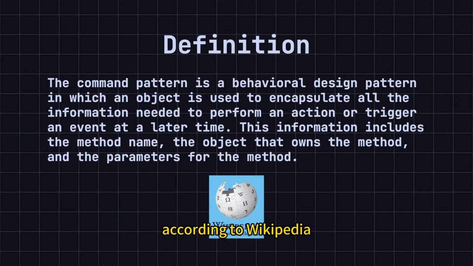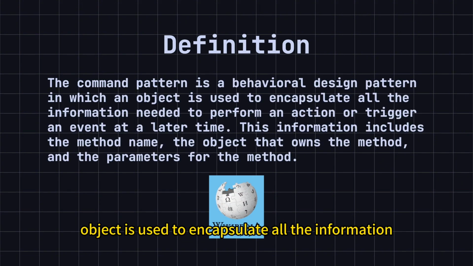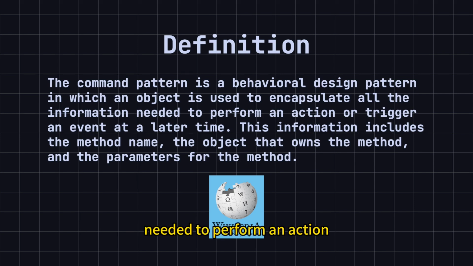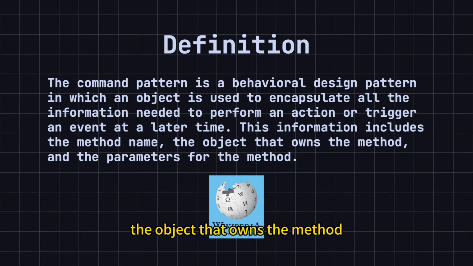According to Wikipedia, the command pattern is a behavioral design pattern in which an object is used to encapsulate all the information needed to perform an action or trigger an event at a later time. This information includes the method name, the object that owns the method, and the parameters for the method.